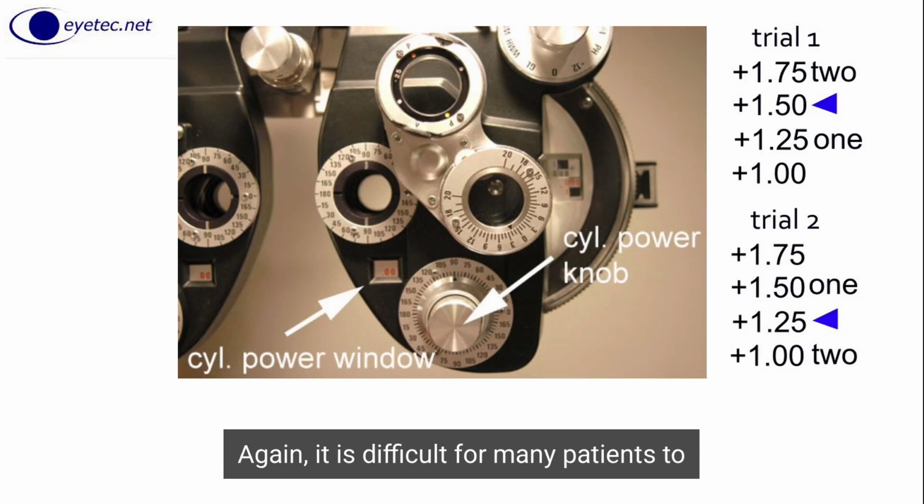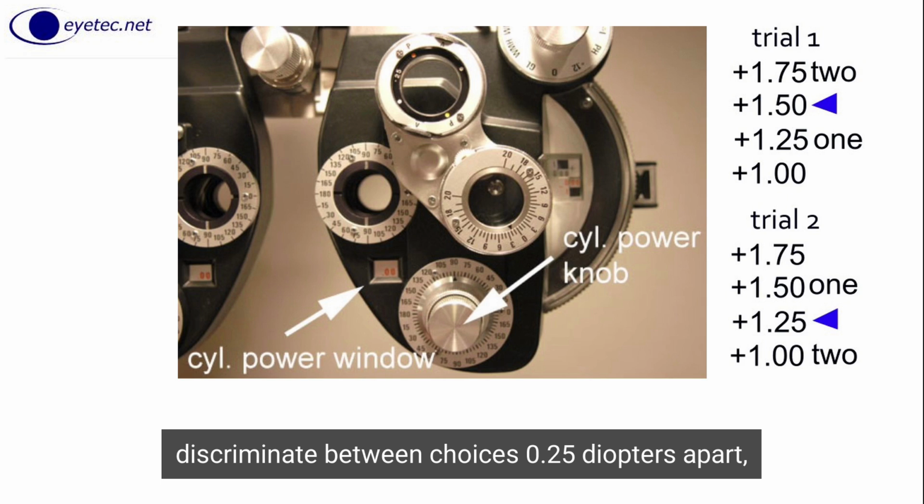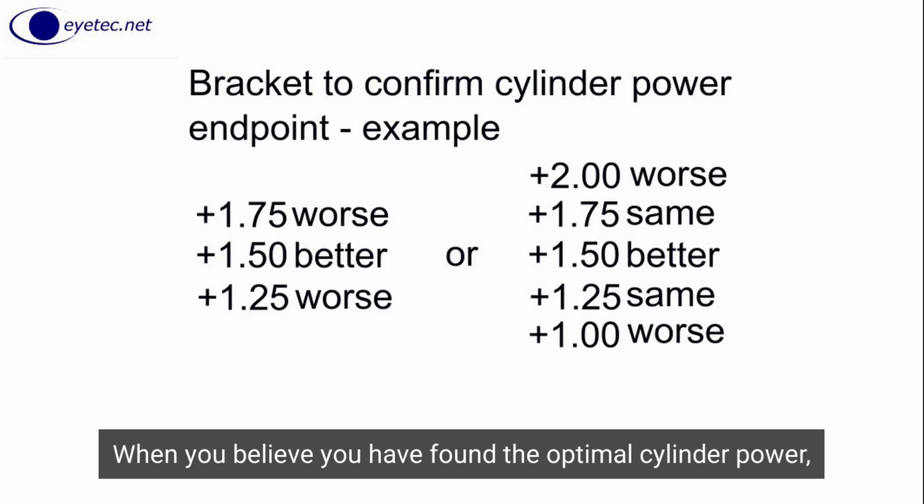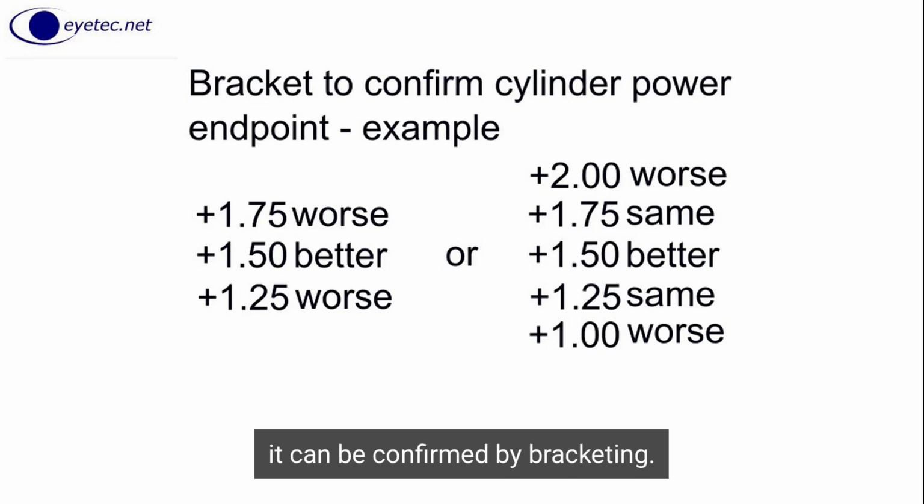Again, it is difficult for many patients to discriminate between choices 0.25 diopters apart, so give the patient choices 0.50 diopters apart most of the time. When you believe you have found the optimal cylinder power, it can be confirmed by bracketing.